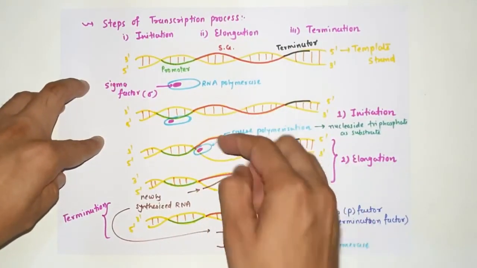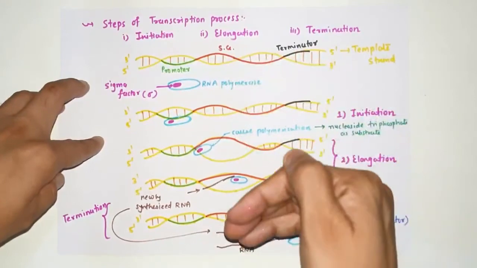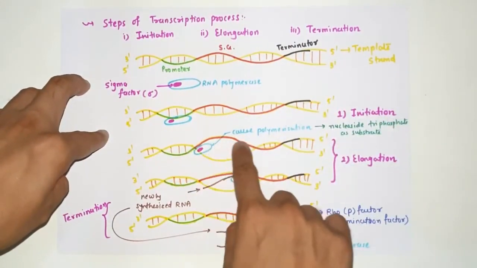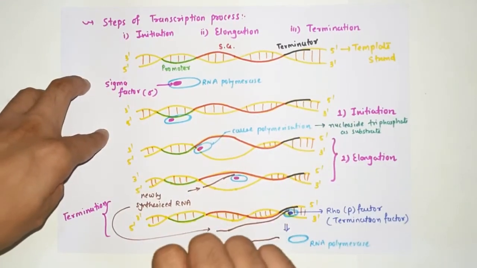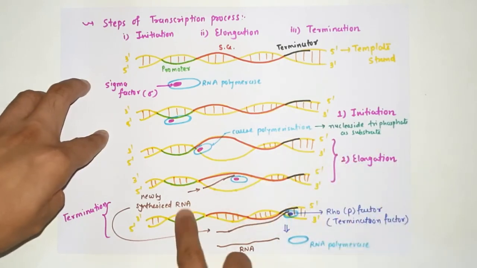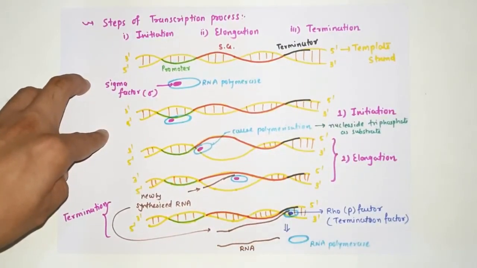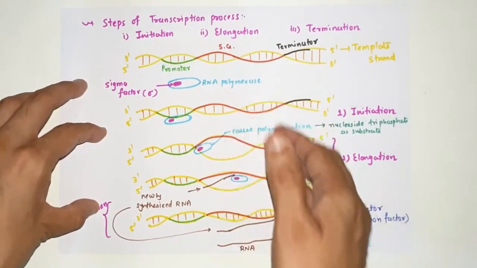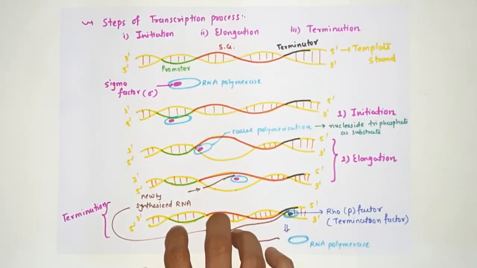That means if on this template strand the nucleotide adenine is there, then it adds uracil. If thymine, then it adds adenine. So this polymerization also works based on the principle of complementarity. Now during this elongation, the newly synthesized RNA remains attached to the RNA polymerase. But as this RNA polymerase reaches the terminator region, in place of sigma factor, another factor, that is rho factor, binds with RNA polymerase, and it causes the falling of RNA from the RNA polymerase and detachment of RNA polymerase from the DNA. So by these three steps, the RNA is synthesized based on the sequence on the template strand.